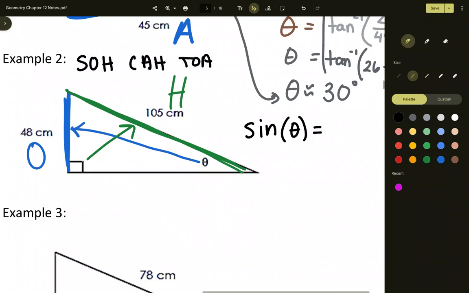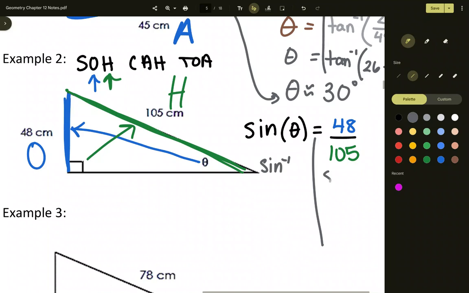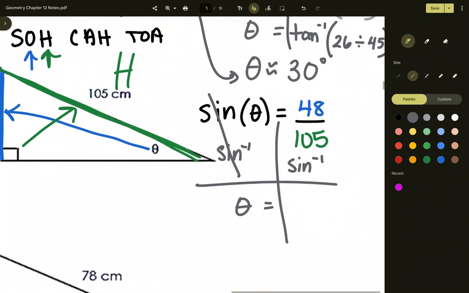SOHCAHTOA. And the abbreviation SO, I can see that the O value comes first, so that would be our 48 divided by the H value comes next, which is the 105. And then I'm just going to do a T-chart. I'm going to inverse sine on both sides. That will cancel out my sines. My theta drops down. And then when I type this into my calculator, I'm going to type in the inverse sine of 48 divided by 105.